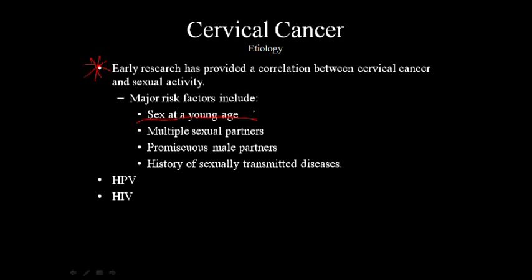Promiscuous male partners, meaning that who knows what kind of diseases may be introduced into the cervical area. And also a history of sexually transmitted diseases, which kind of mirrors what we've already said. Multiple sexual partners and promiscuous male partners typically have a history of increasing the risk of sexually transmitted diseases. And we also found that HPV, the human papillomavirus, really has a history of increasing the risk of cervical cancer in patients.